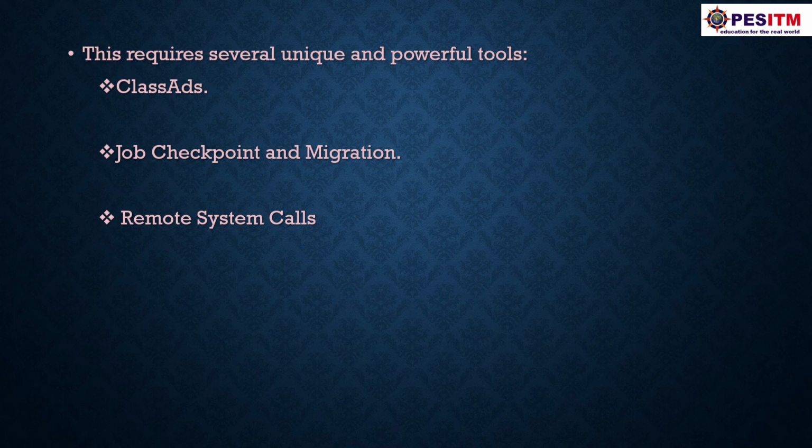The ClassAd language in Condor provides an extremely flexible and expressive framework for matching resource requests with resource offers. The second one is job checkpoint and migration. With certain types of jobs, Condor can transparently record a checkpoint and subsequently resume the application from the checkpoint file. The third one is remote system calls. While running jobs on remote machines, Condor can often preserve the local execution environment via remote system calls.